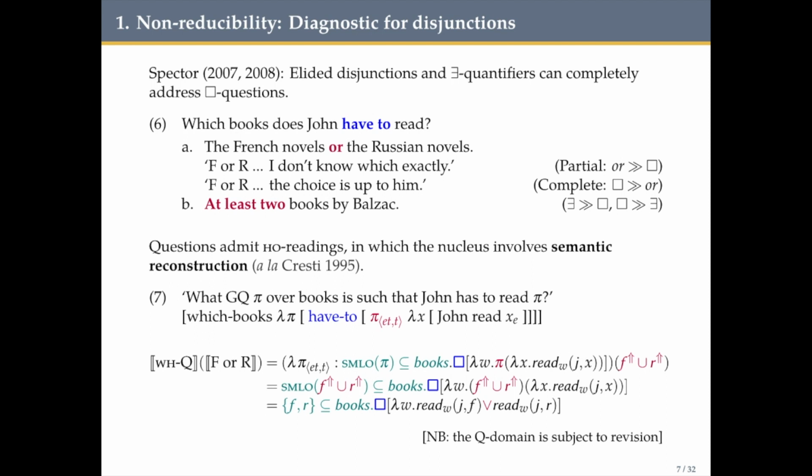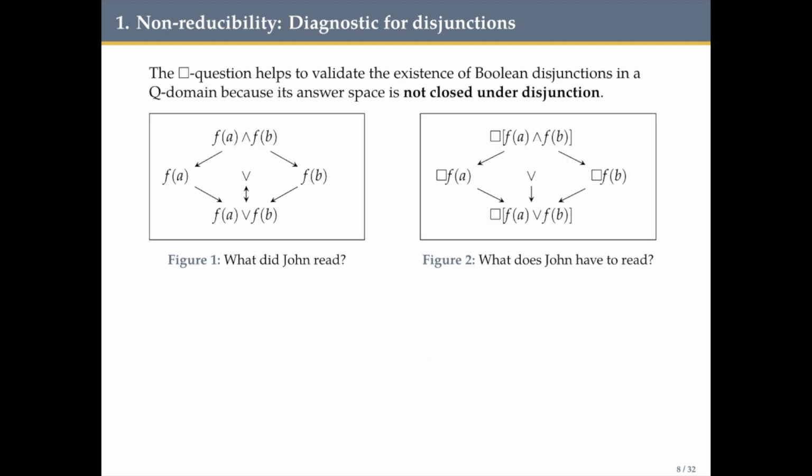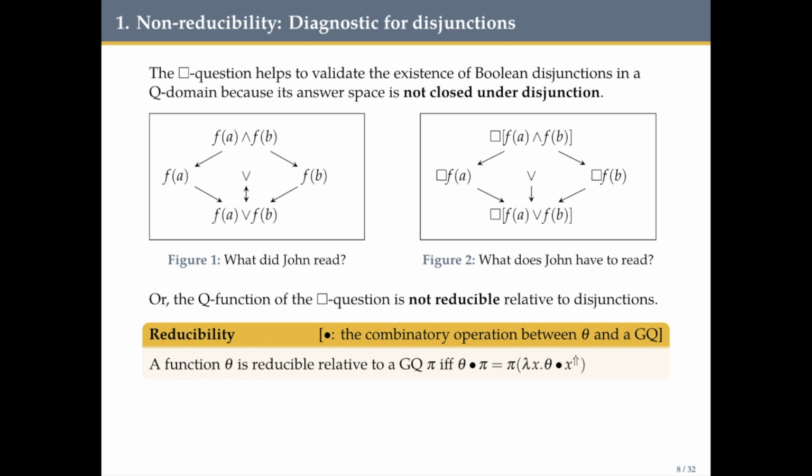Applying this Q function to a generalized quantifier, we let this quantifier be interpreted at any scope position that pi takes. The box question helps to validate the existence of Boolean disjunctions in the Q domain because its answer space is not closed under disjunction. In other words, the Q function of the box question is not reducible relative to disjunctions. I say that a function theta is reducible relative to a generalized quantifier pi if and only if combining theta and pi is the same reading as forcing pi to take wide scope relative to theta.